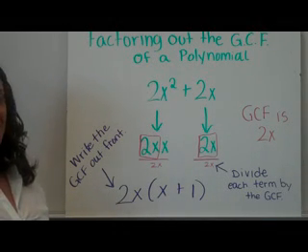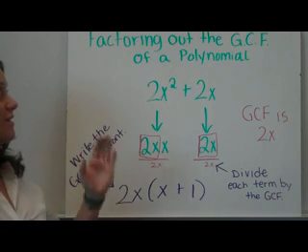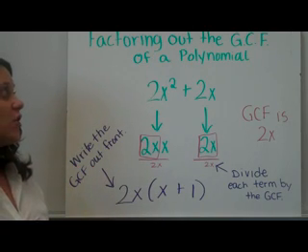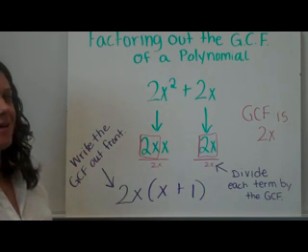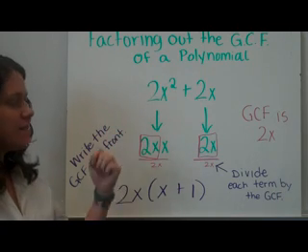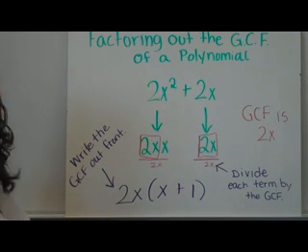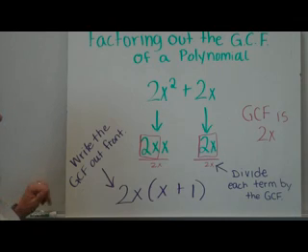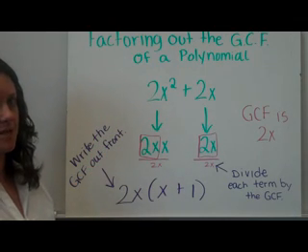Who doesn't love the greatest common factor? Well, today we're going to learn how to factor out the greatest common factor from a polynomial. We're going to start with a binomial. We're just going to go ahead and start easy. So we've got 2x squared plus 2x.